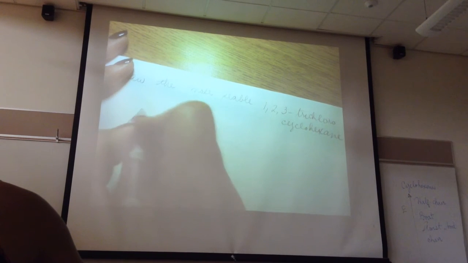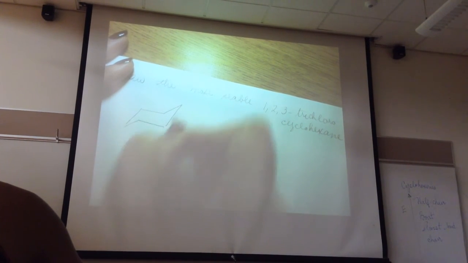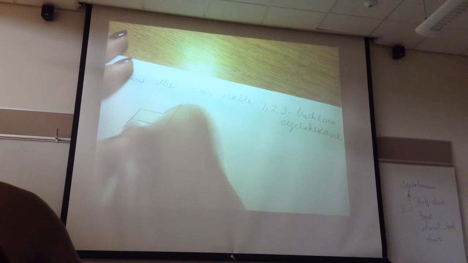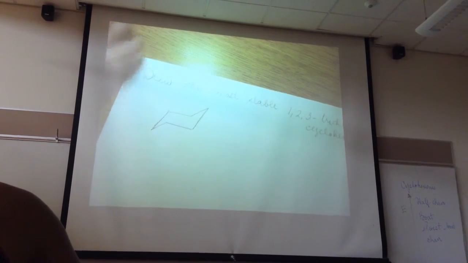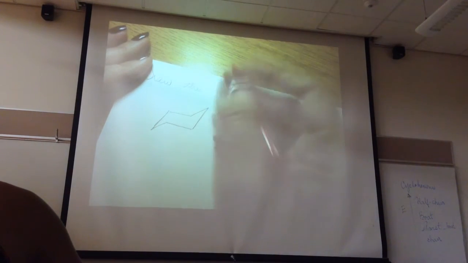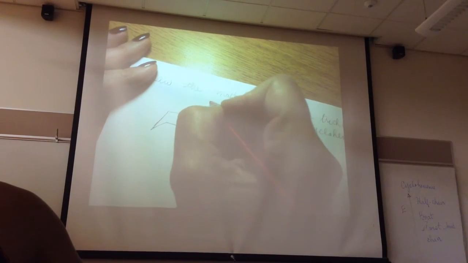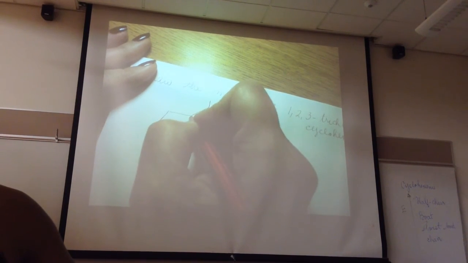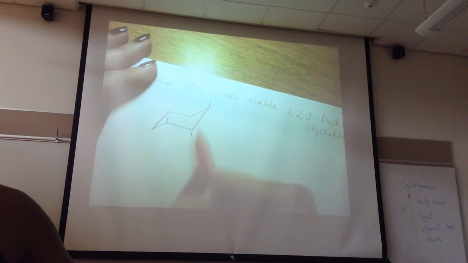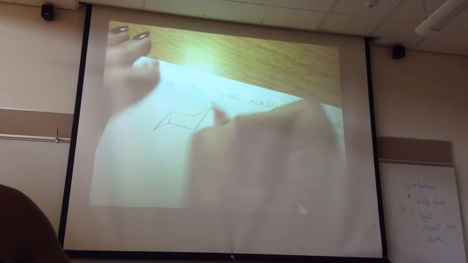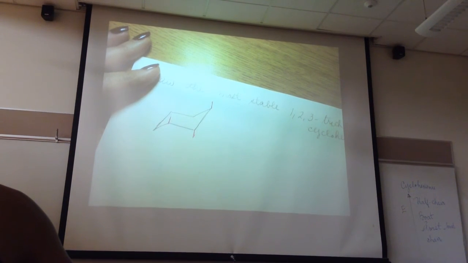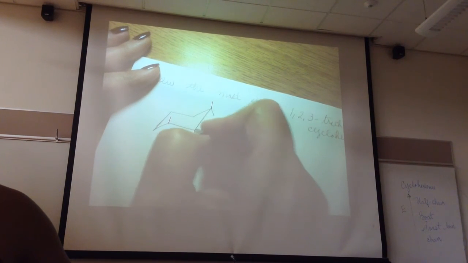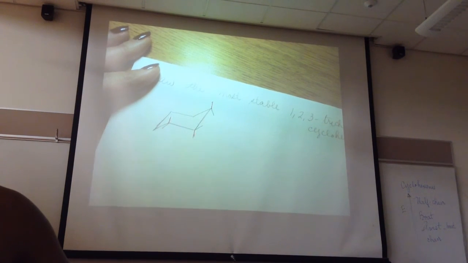I'm going to attempt to freehand my chair. And so you will do axial, and it doesn't matter where you start. Axial's up, axial's down, axial's up, right? Doesn't matter where you start, I chose to start here. Axial up, axial down, axial up. Equatorial down, equatorial up, equatorial down.